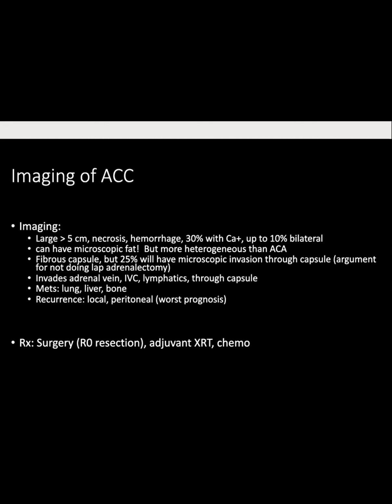They have a fibrous capsule, so they're not infiltrative tumors, unlike, for example, pancreatic adenocarcinoma, but they can penetrate through their capsule. They can invade the liver or adjacent organs. They love invading the adrenal vein and IVC. We see that all the time. And then through the capsule, they metastasize to the lung, liver, and bones. Usually when they recur, it can be local or peritoneal, which has the worst prognosis. So this particular case had de novo mets to the peritoneum, which is less likely. It's more likely that you get that when they recur, but it has a very poor prognosis.